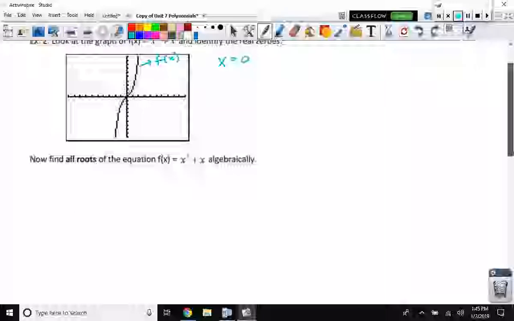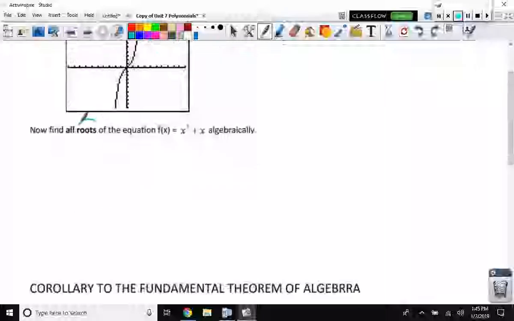All right, we want to do this algebraically, okay? So I'm looking for roots, so that's when y equals 0. Need solutions when y equals 0. So 0 equals x cubed plus x. Now what?